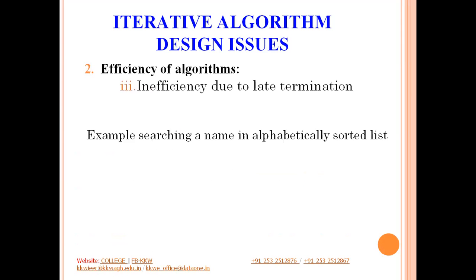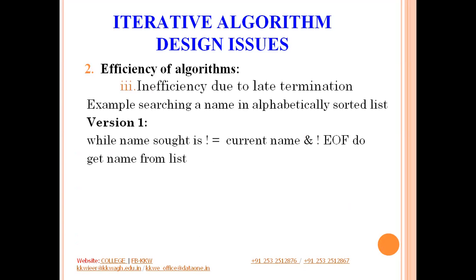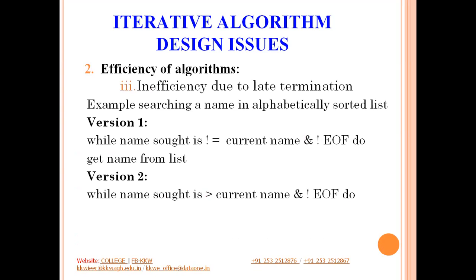The third one is inefficiency due to late termination. Now, to explain this point, let us consider an example. Let's say we are given an alphabetically sorted list of names of people, and along with that we are given a particular name that we have to search, to check whether it is available in the list or not. So for this, let us say we write two versions of the algorithm.